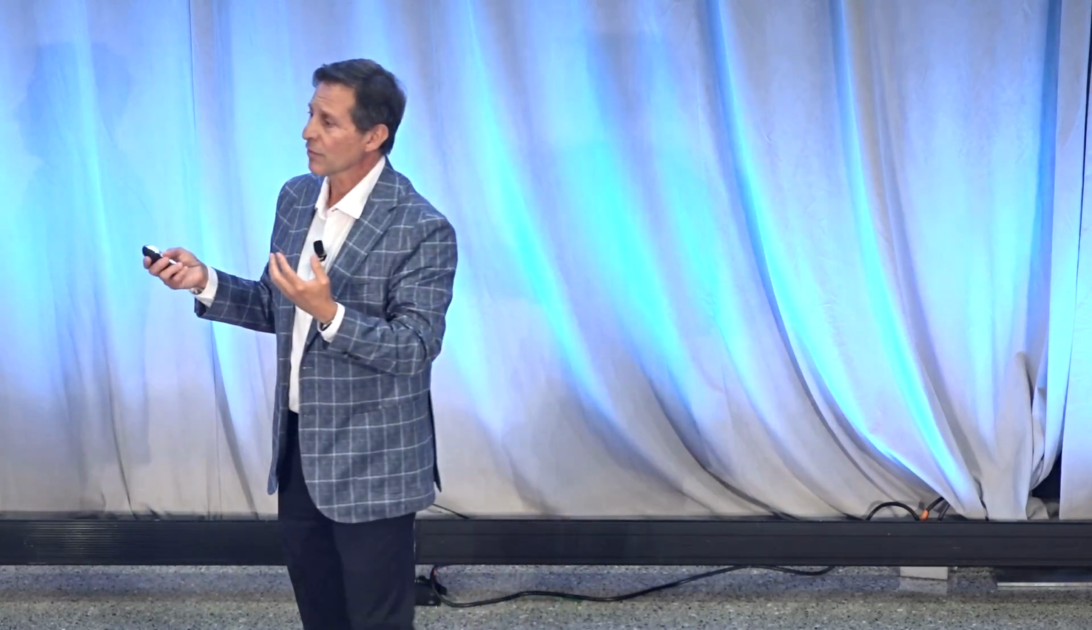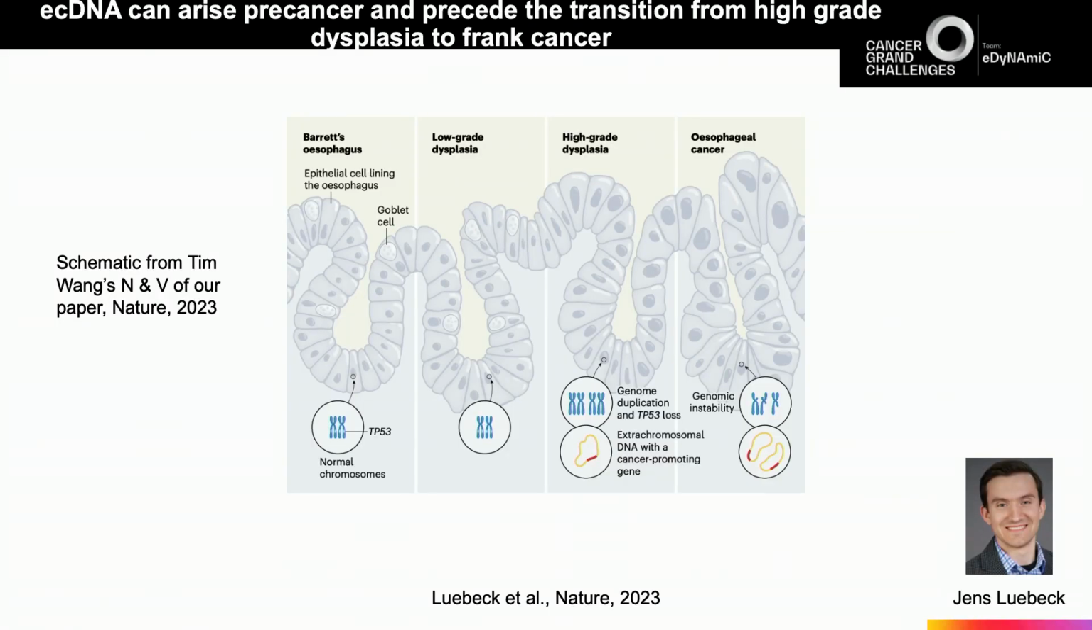And we also looked at Rebecca Fitzgerald's cohort, a large surveillance cohort of patients that either had Barrett's alone, Barrett's with high-grade dysplasia, or cancer. And what we found, and I'm showing this from the News and Views of our paper, Tim Wang did this cartoon, and I think it's a wonderful cartoon because it illustrates the point. What we found was that extrachromosomal DNA could arise in Barrett's in high-grade dysplasia, always in the context of a p53 loss. And if it happened, those people would go on to get cancer, which raises the issue that we have to begin to think about ecDNA as potentially being involved in the development or the early stage of cancer.